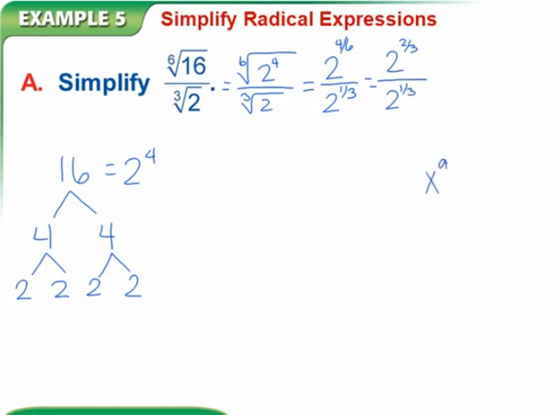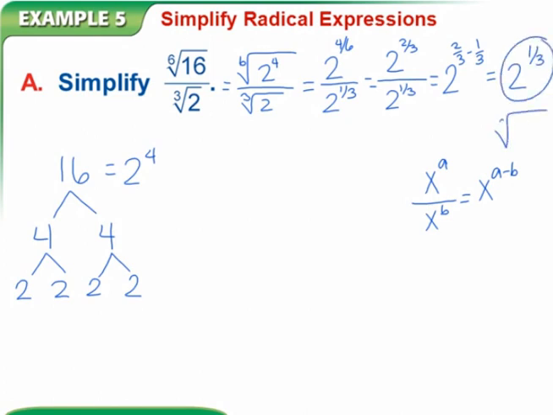Now, how do we reduce that? Remember, x to the a divided by x to the b, you subtract the exponents, a minus b. So we can do the same thing there. We're going to take 2/3 minus 1/3, and we're just going to get 1/3. And so we could write our answer like that, or we could change it into the cubic root of 2 raised to the 1. Don't really need the 1 though.